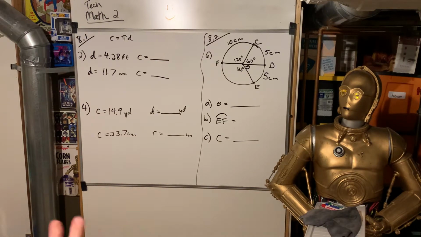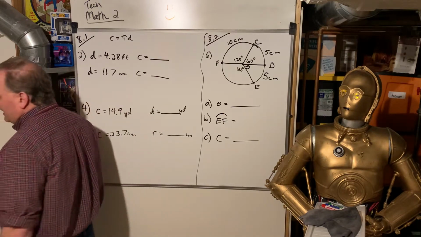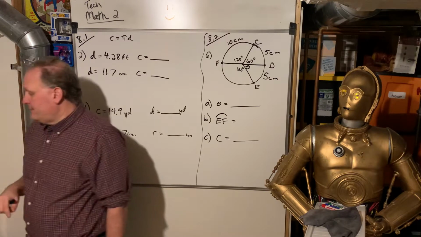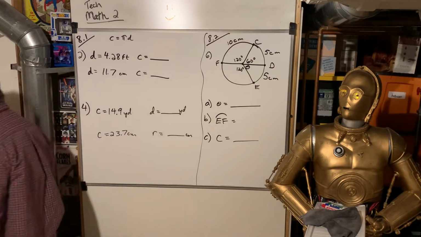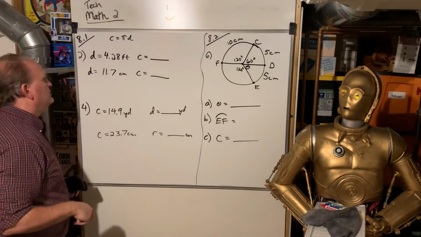This is Techmath2. We are on section 1 of chapter 8 in the red book. That is page 342. So we're diving into circles.